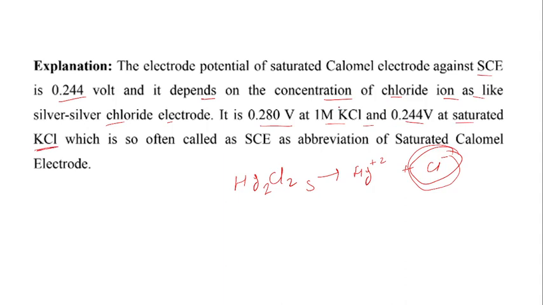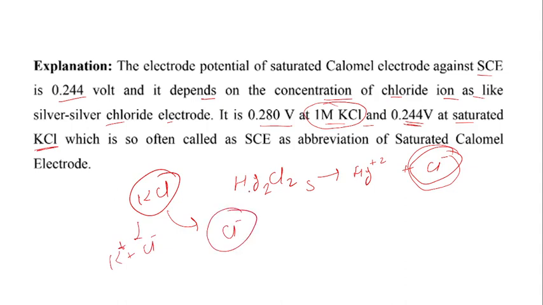So what are you doing? It is 1M KCl concentration only, and then it is saturated. So you are increasing the concentration of KCl, so its potential is decreasing. It depends on what? You are changing the KCl concentration, which means you are also changing the concentration of Cl minus, because KCl will dissociate into K plus and Cl minus.